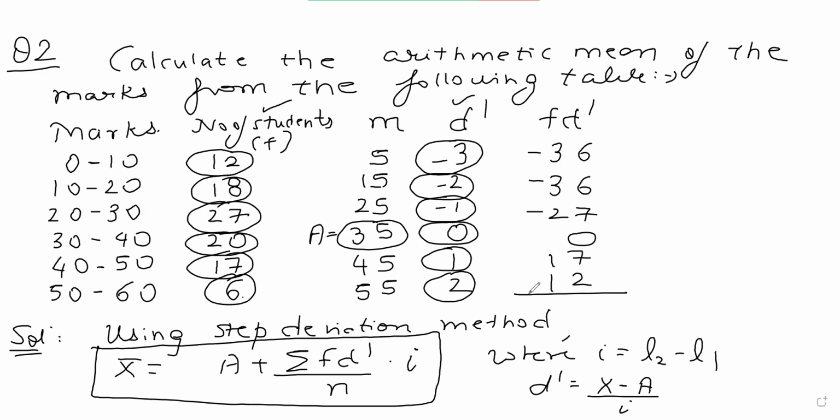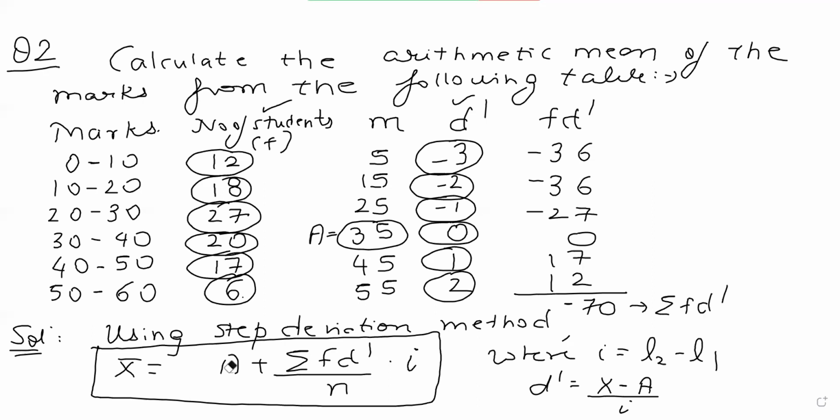Can I quickly calculate summation fd dash now? So let's work that out. Students can use their calculators. So it's 17 plus 12. Okay, so if I work it out, let me use my calculator. 17 plus 12 is 29. Minus 27, minus 36, and minus 36. My answer comes out as minus 70 for fd dash. This is my summation fd dash.